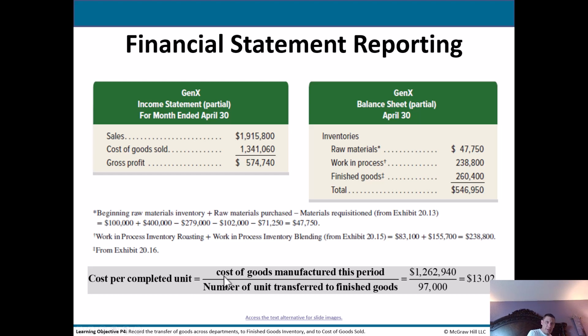So for the cost per completed unit, all we're doing here is taking the cost of goods manufactured for the period, which is 1.262 million. You can go back, that was in one of the prior slides. And then they're dividing it by the number of units that were transferred to finished goods. So that was 97,000. So they have a cost per completed unit of 13.02.